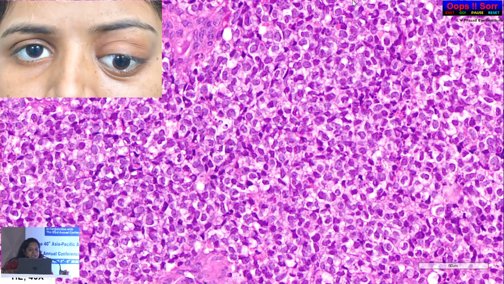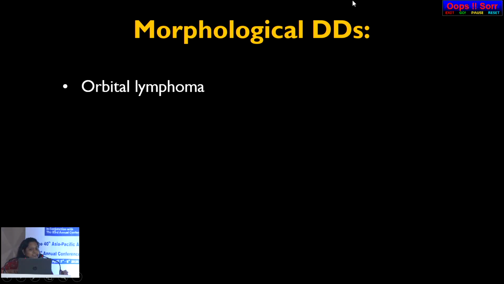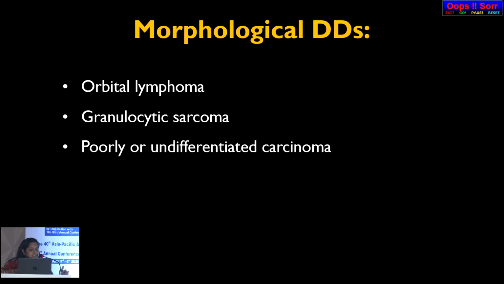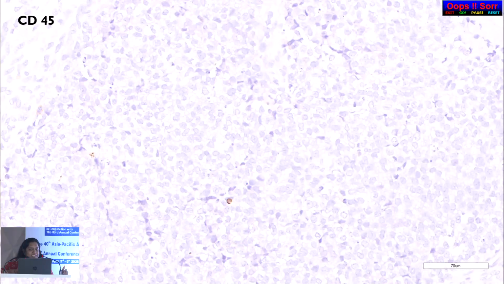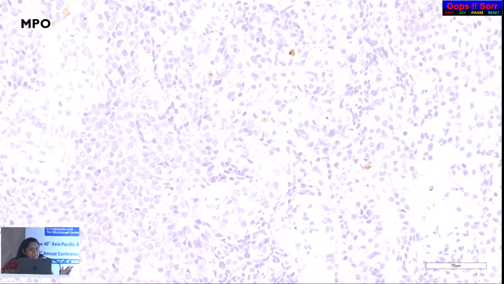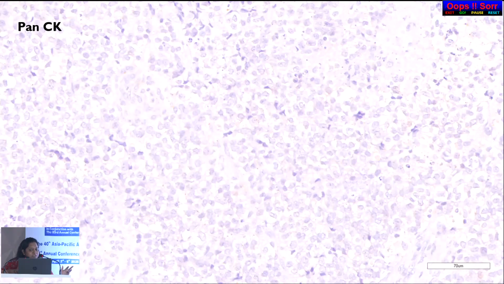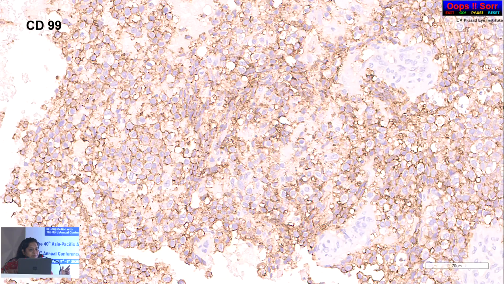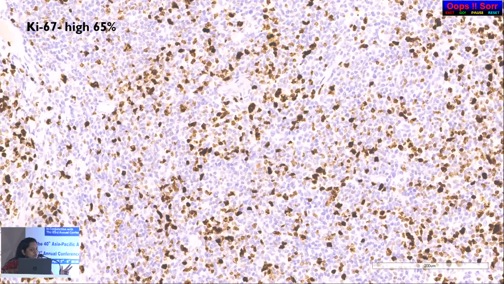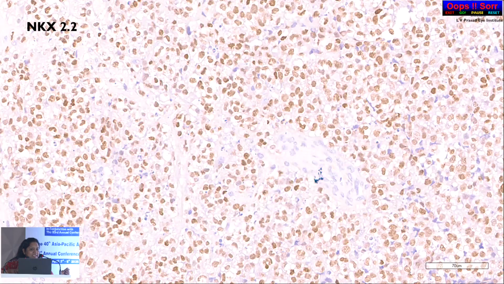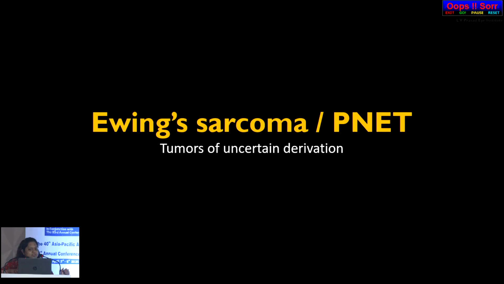Now coming back to our case, the morphological differential diagnoses here were orbital lymphoma, granulocytic sarcoma, poorly or undifferentiated carcinoma, and Ewing's sarcoma/PNET. So we went ahead and did IHC with CD45, which was negative, CD20 negative, MPO negative, pancytokeratin negative, CD99 showed membranous positivity, Ki67 was quite high, and NKX2.2, which is one of the transcription markers for PNET, was positive. This was a case of Ewing's sarcoma/PNET.